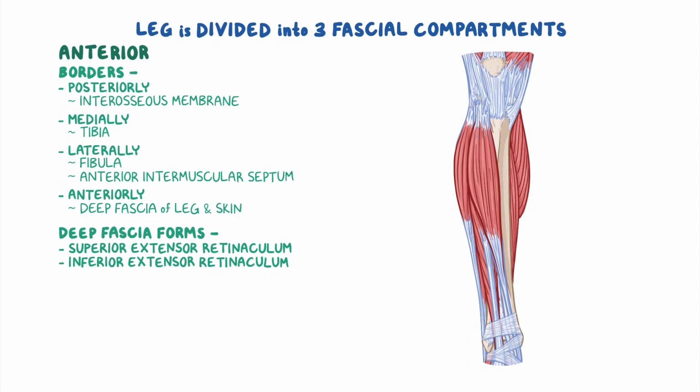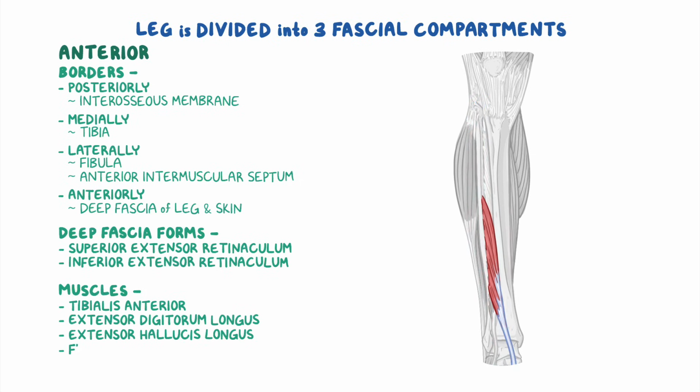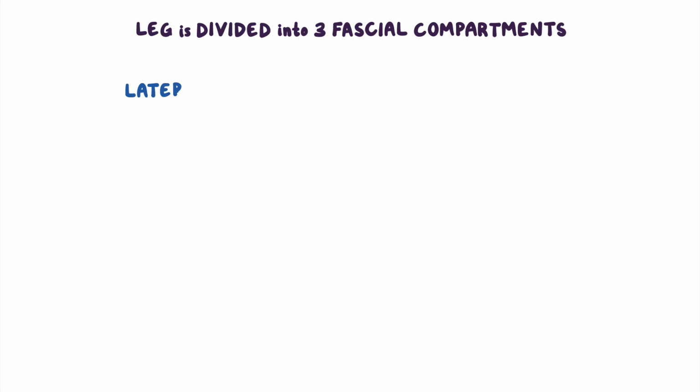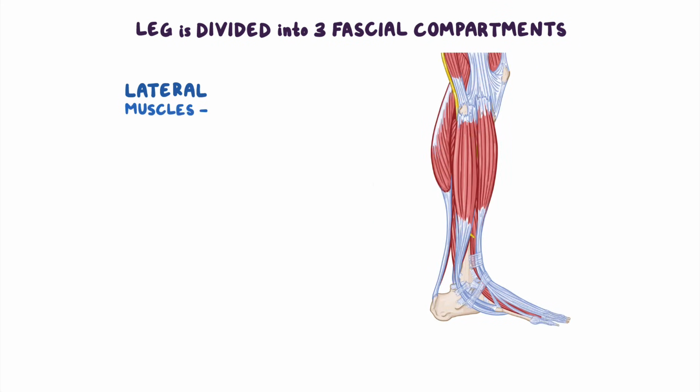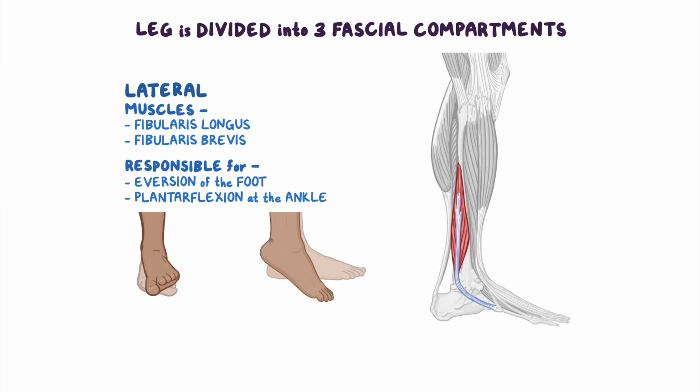The anterior compartment contains the muscles tibialis anterior, the extensor digitorum longus, the extensor hallucis longus, and the fibularis tertius. The lateral compartment of the leg contains the muscles fibularis longus and fibularis brevis, which are responsible for eversion of the foot and plantar flexion at the ankle.